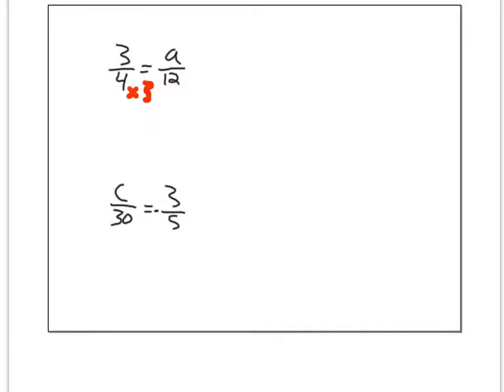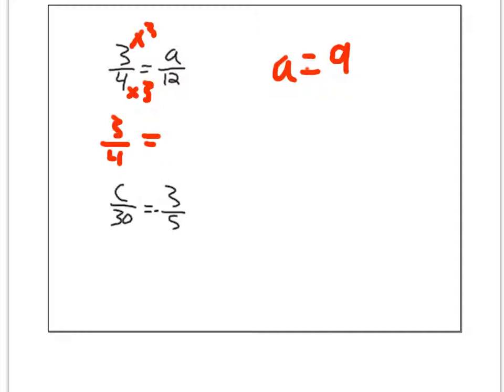And if I do that to the bottom, I have to do it to the top too. 3 times 3 is 9. Okay, so we should have a equals 9. Okay, however, when we get to more difficult problems, especially dealing with a lot of fractions and stuff, that's not going to work so well. So we have to have another method.